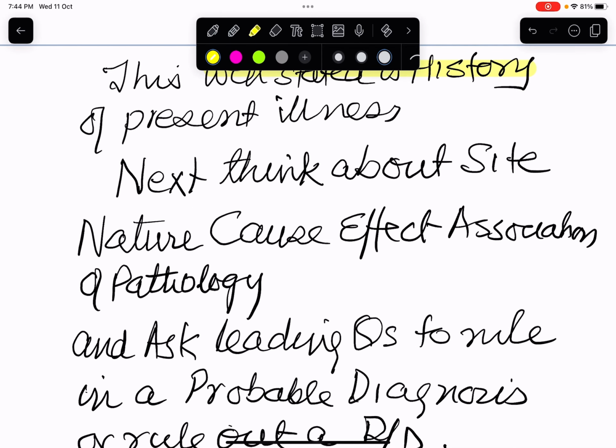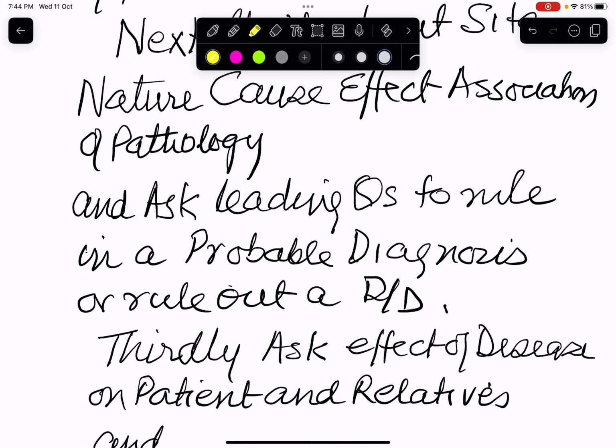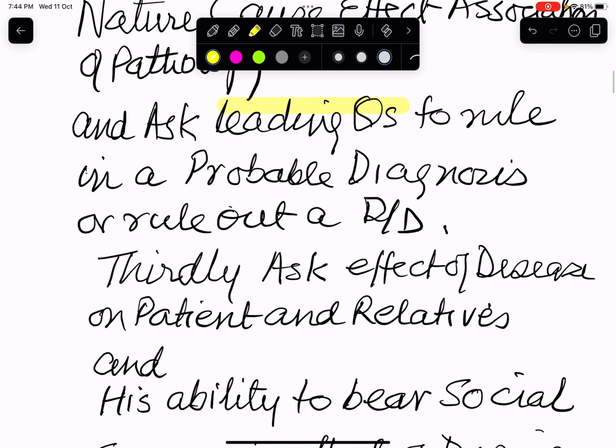Next, you have to think about the site, nature, cause, effect, and association of the pathology. So, what is the diagnosis? Diagnosis is site, nature, cause, effect, and association of the pathology. So, you may have to ask some leading questions to either rule in a probable diagnosis or rule out a differential diagnosis.